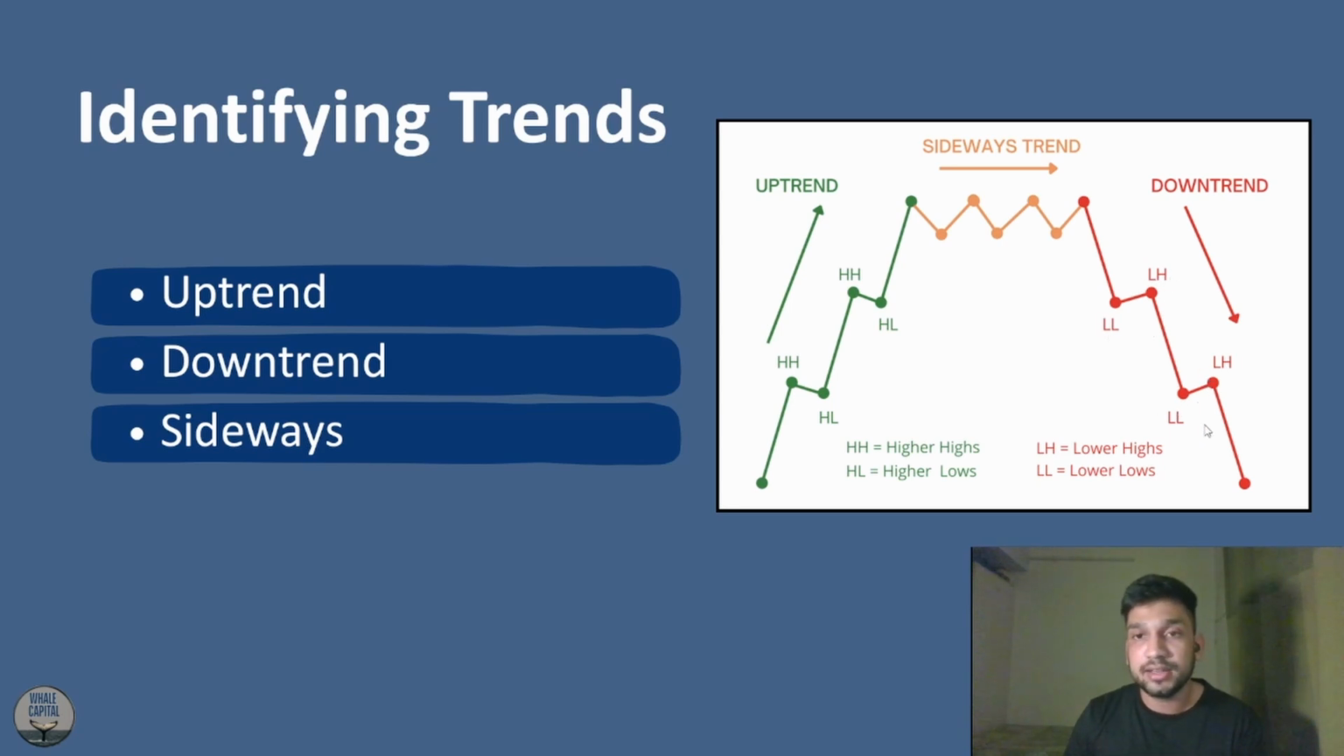And a sideways trend, or what we call a choppy market, is the market moving in a single range. In the market, most of the time the market goes in an uptrend, goes in a sideways trend, again goes in an uptrend, goes in a sideways trend, and the same for downtrend as well. Most of the time the market is in a sideways trend. That is why you need to be careful while trading.